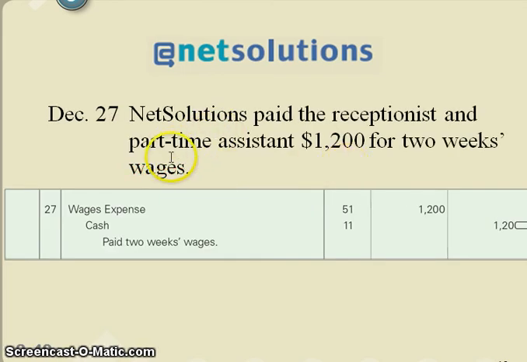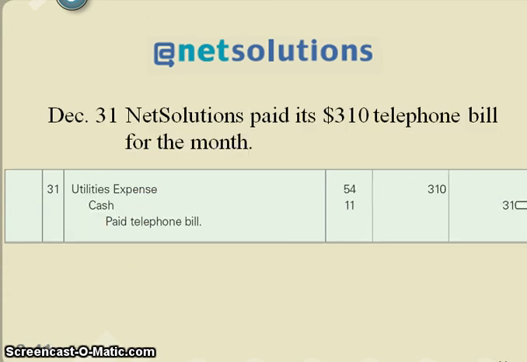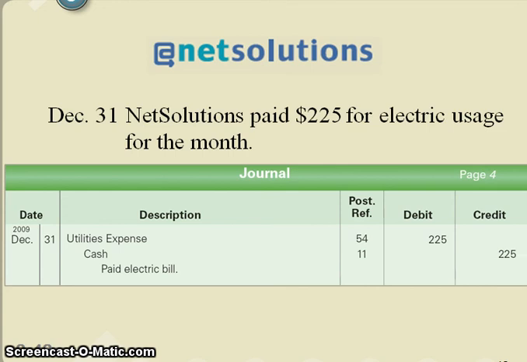NetSolutions paid the receptionist, part-time assistant, $1,200. The same journal entry we did before, debit to wage expense, credit to cash. NetSolutions paid its $310 telephone bill for the month. Well, here's our debit to utilities expense. Telephones fall under utilities, so there's your expense. You need the telephone to run your business, and here's your credit to cash for $310.